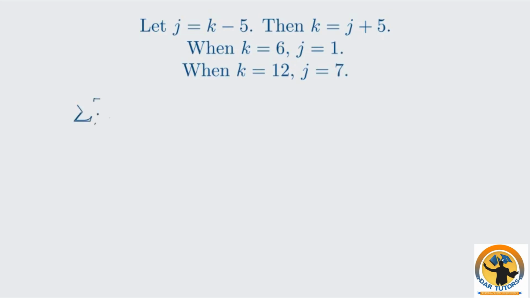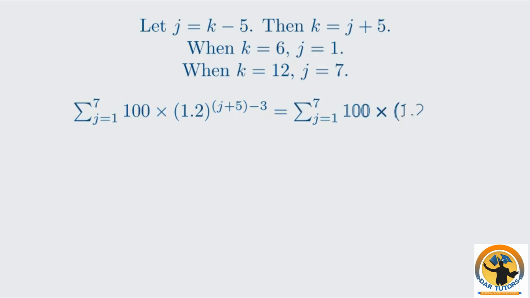The summation becomes the sum from j equals 1 to 7 of 100 times 1.2 to the power of j plus 5 minus 3. This simplifies to the sum from j equals 1 to 7 of 100 times 1.2 to the power of j plus 2. This is the same geometric series we found with the first method, just written with a different index. Both methods lead to the same result.